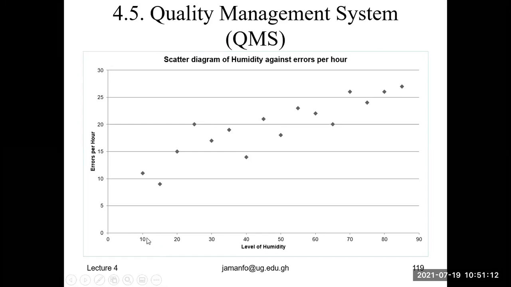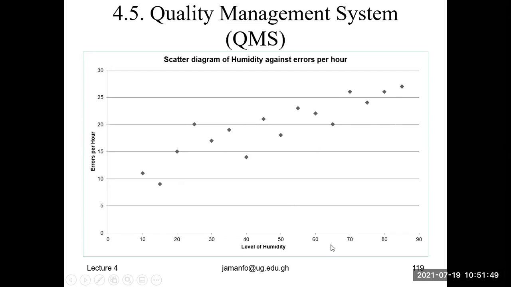At humidity of 10, how many errors? Let's say 11. At humidity of 20, errors per hour move to 15. At humidity of 30, errors move to, say, 18. At humidity of 55, errors move to, so these are the observations we made.